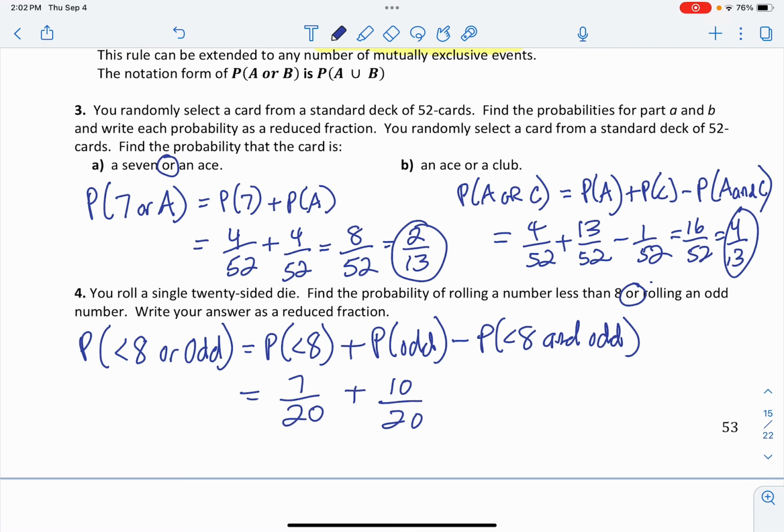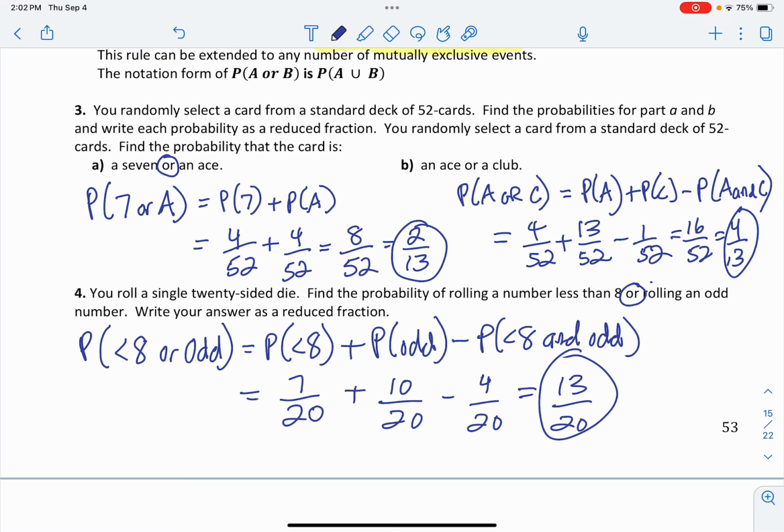Okay, and then what do we double count? We double counted any number that's both less than 8 and odd. Right? That would be the 1, the 3, the 5, and the 7. That's 4 of them. So subtract those off. Okay, just subtracting off the double count. 13 out of 20, that doesn't reduce, and we're good.